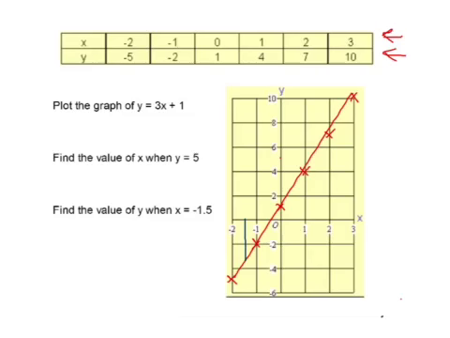To find the value of y when x equals minus 1.5, you draw a line down from where you find x is negative 1.5. Wherever you meet the graph, you then draw a line straight across to find the y-axis. So here you're going to find a value of around about negative 3. Again, it's an estimated value because you're reading from the graph.